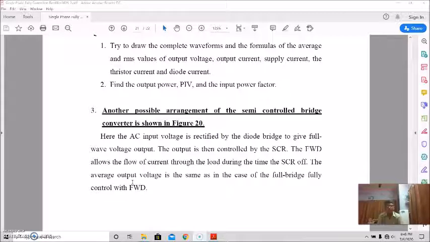In that case the freewheeling diode allows the flow of current through the load during the time the SCR is off. Unless and until the SCR is off, the freewheeling diode will not conduct, and the average output voltage is the same as in the case of the fully controlled full bridge with freewheeling diode.